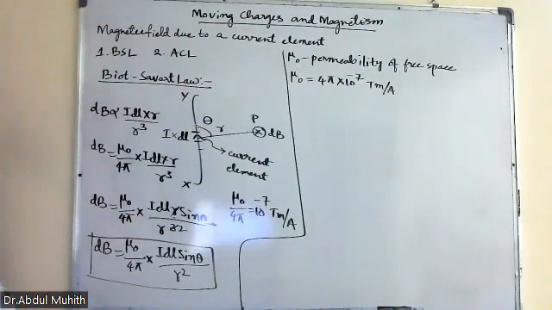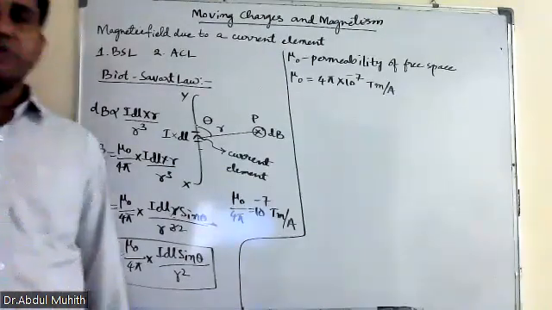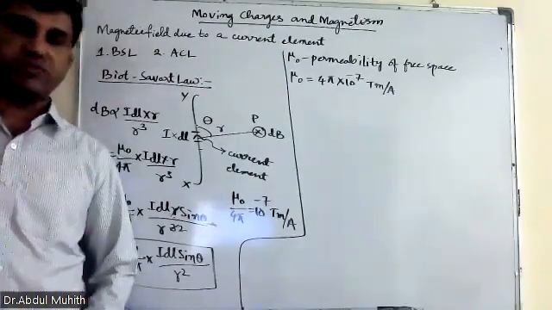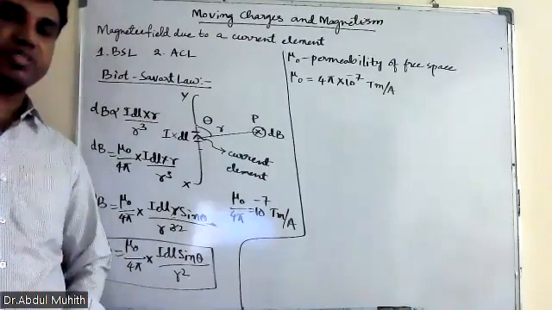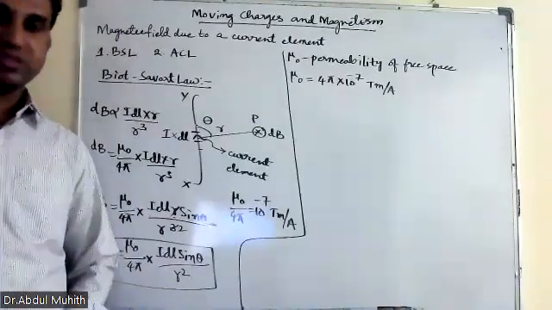Sir, can you explain the difference between permittivity and permeability? Both are the same. Permittivity is only for electric lines of force and permeability is for magnetic lines of force or magnetic field. Okay, sir. That's the only difference.